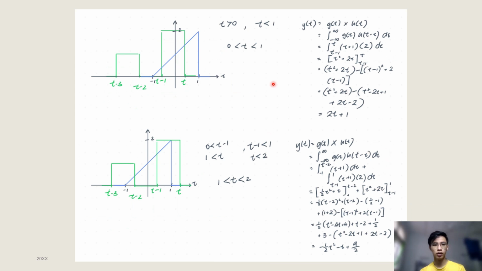Moving on, the unit step function is fully inside the ramp function, which is when t is in between 0 and 1, and the output yields 2t plus 1. And the next case is when both of the unit step function is partially inside the ramp function, and that is when t is less than 2 and greater than 1, and the output is negative half t squared minus t plus 9 over 2.